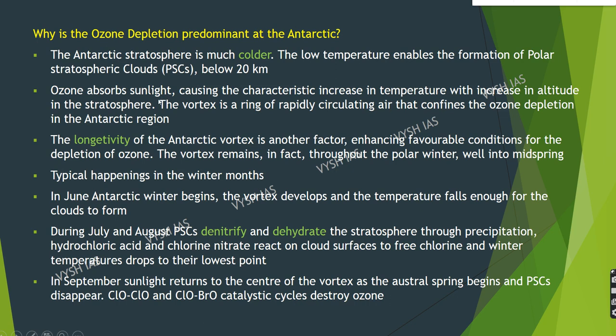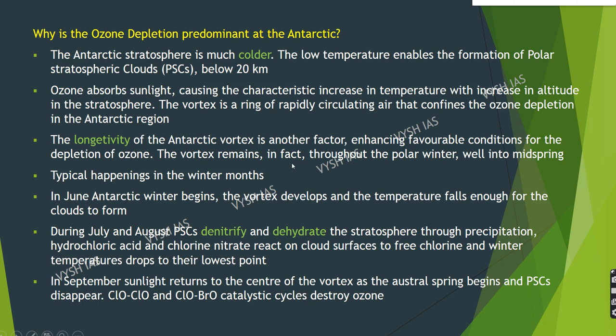Ozone absorbs sunlight, causing the characteristic increase in temperature with increase in altitude in the stratosphere. If ozone is depleted, air becomes cooler, further adding to the favorable conditions for formation of polar stratospheric clouds and stabilization of the vortex. The vortex is a ring of rapidly circulating air that confines the ozone depletion in the Antarctic region. The longevity of this Antarctic vortex is another factor enhancing favorable conditions for the depletion of ozone.